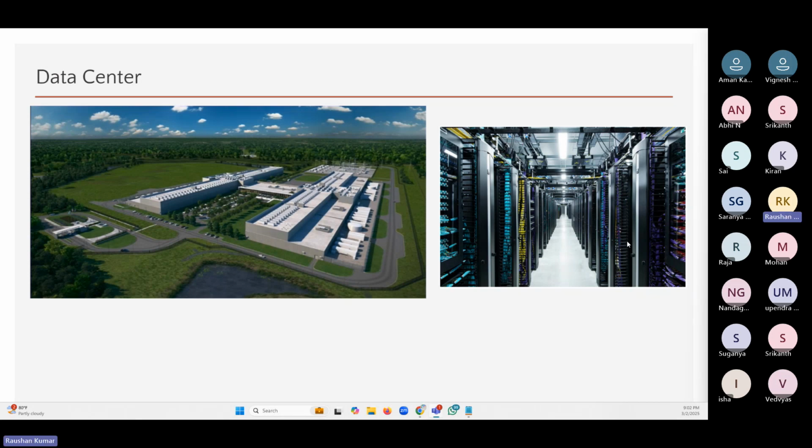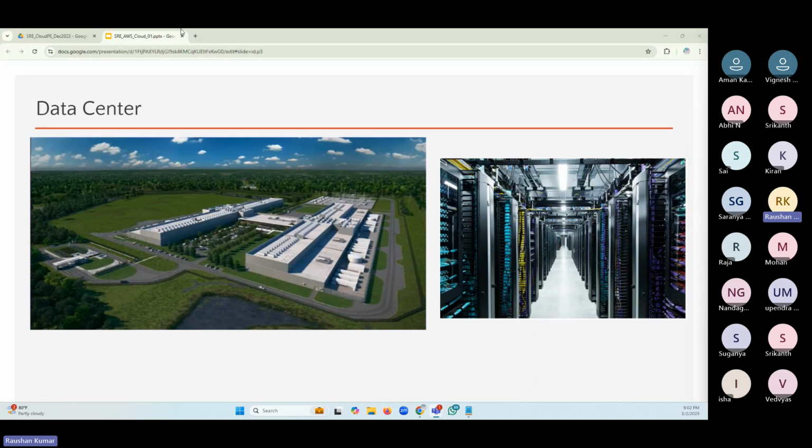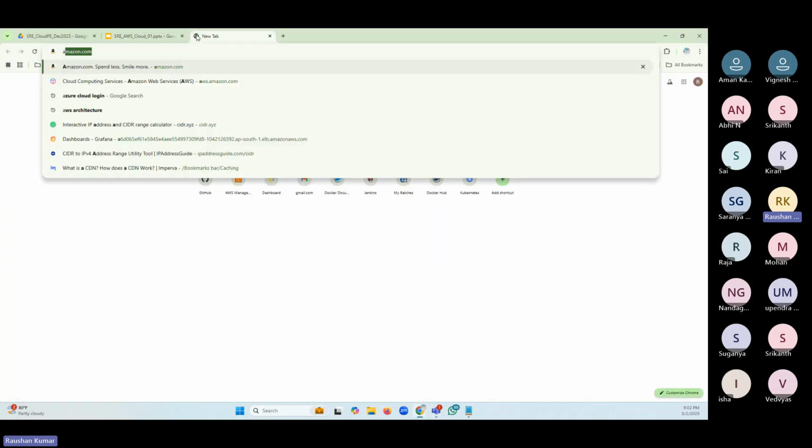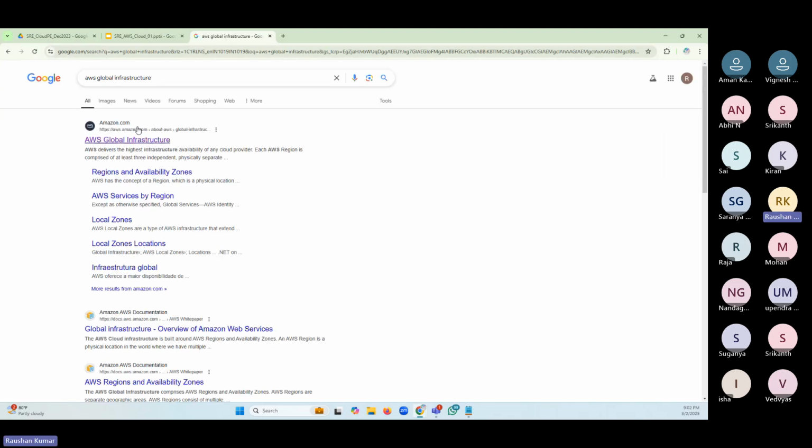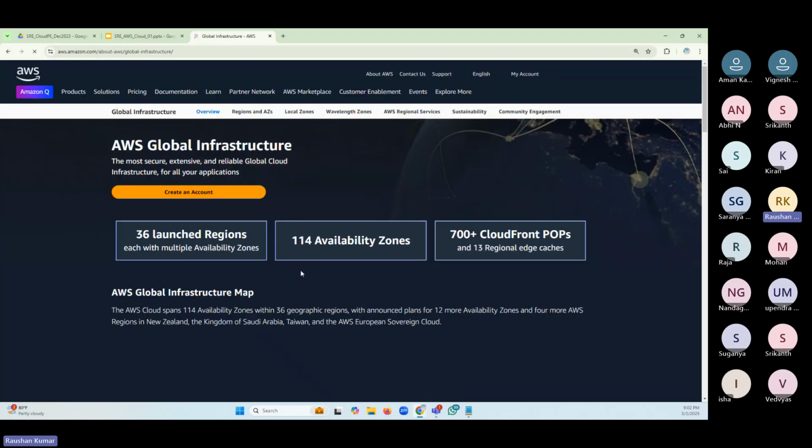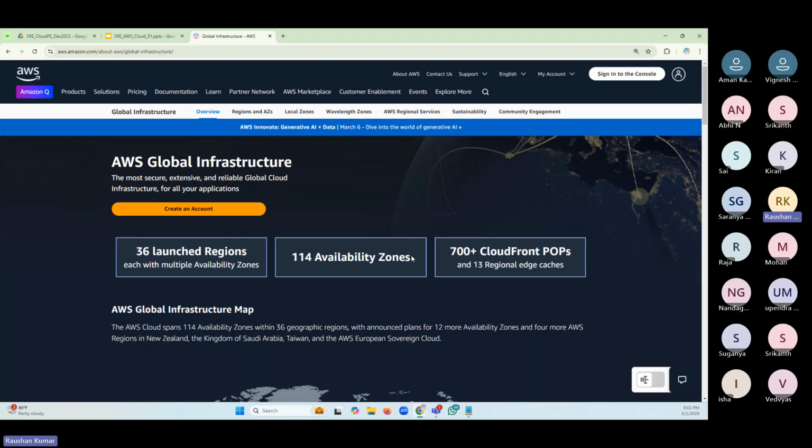Simple. Now, what AWS has done, they have got a lot of infrastructure, friends. If you look at the AWS global infrastructure, they have got a lot of such data centers. They call them availability zones. An availability zone is defined as one or more discrete data centers. Think of it like one data center has one AZ. So they have 114 data centers across the globe. They are present in 36, they have 36 regions.